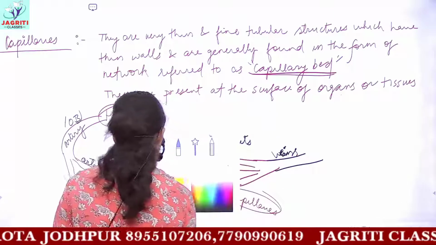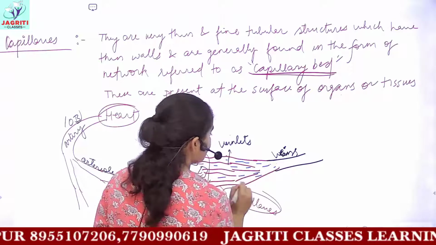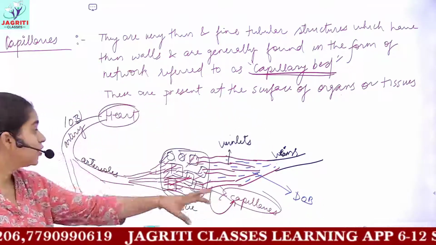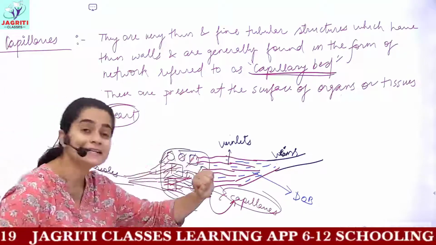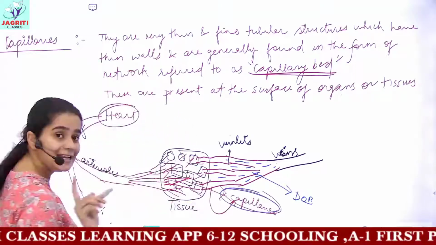And now the veins, which are carrying what sort of blood? These veins carry deoxygenated blood. And along with deoxygenated blood, you have other kinds of waste materials collected from these cells. So, at the tissues, you have a network of capillaries present.